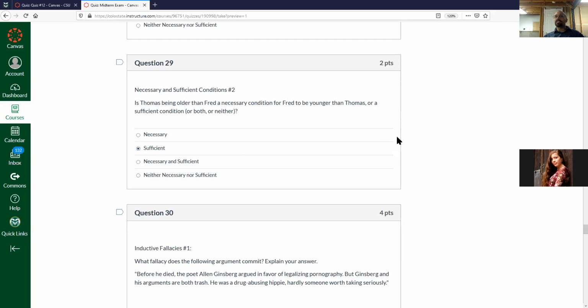Could it also be necessary? Well, let's check. Will Fred ever be younger than Thomas without Thomas being older than Fred? No. They mutually entail one another. So both are true. It's both necessary and sufficient in this case. These are a mutual entailment. One implies the other, and the other implies the one. Right? They only will ever happen if they happen together. They won't happen in any other condition. And so that's why this one was both necessary and sufficient.